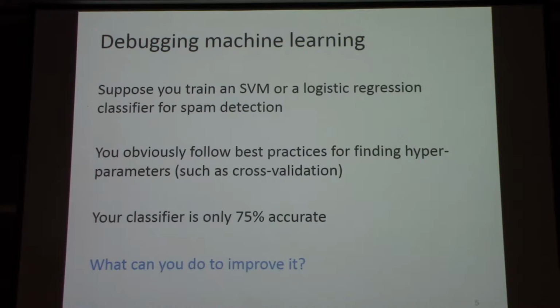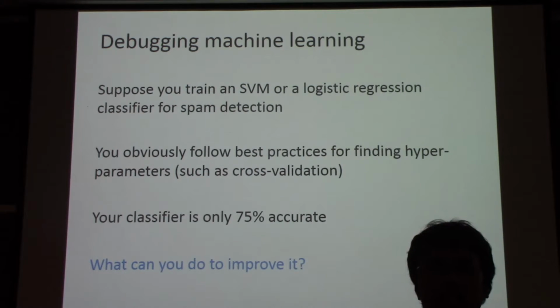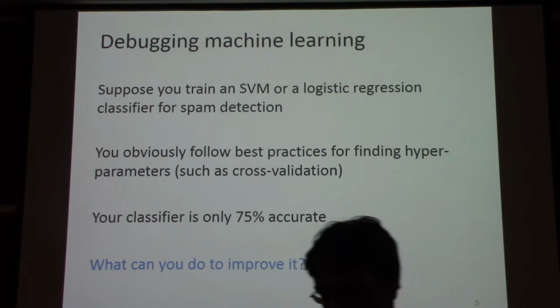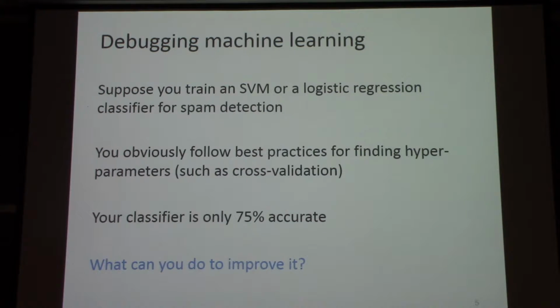The general setup is, let's say you don't like spam, like most of us, and you don't like any existing spam detector, so you built your own. You use some classifier, you use some features, and obviously, the one thing I expect from you for sure is that you follow all the best practices. You do cross-validation, you find the best hyperparameters, and at the end of all this, you find that your classifier is only 75% accurate. How do you fix it?